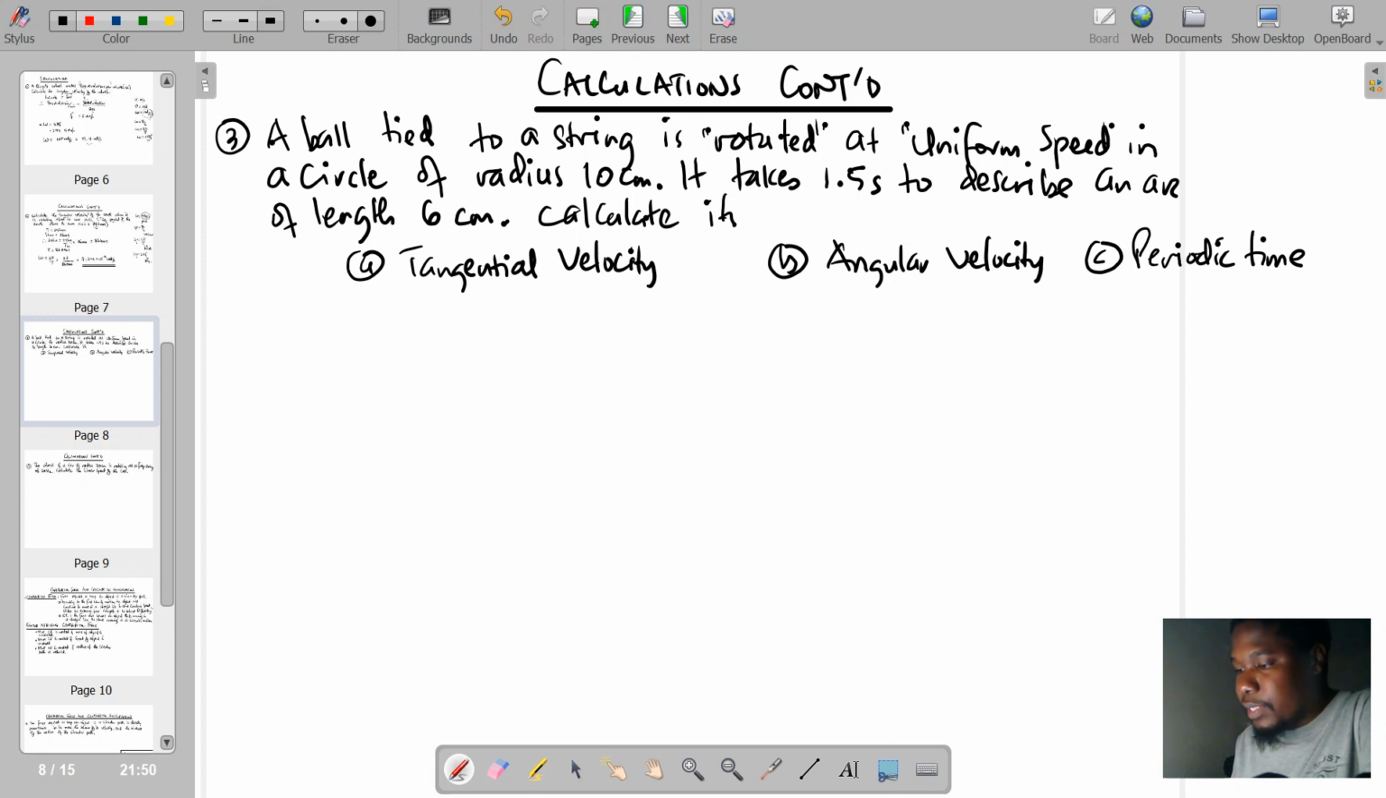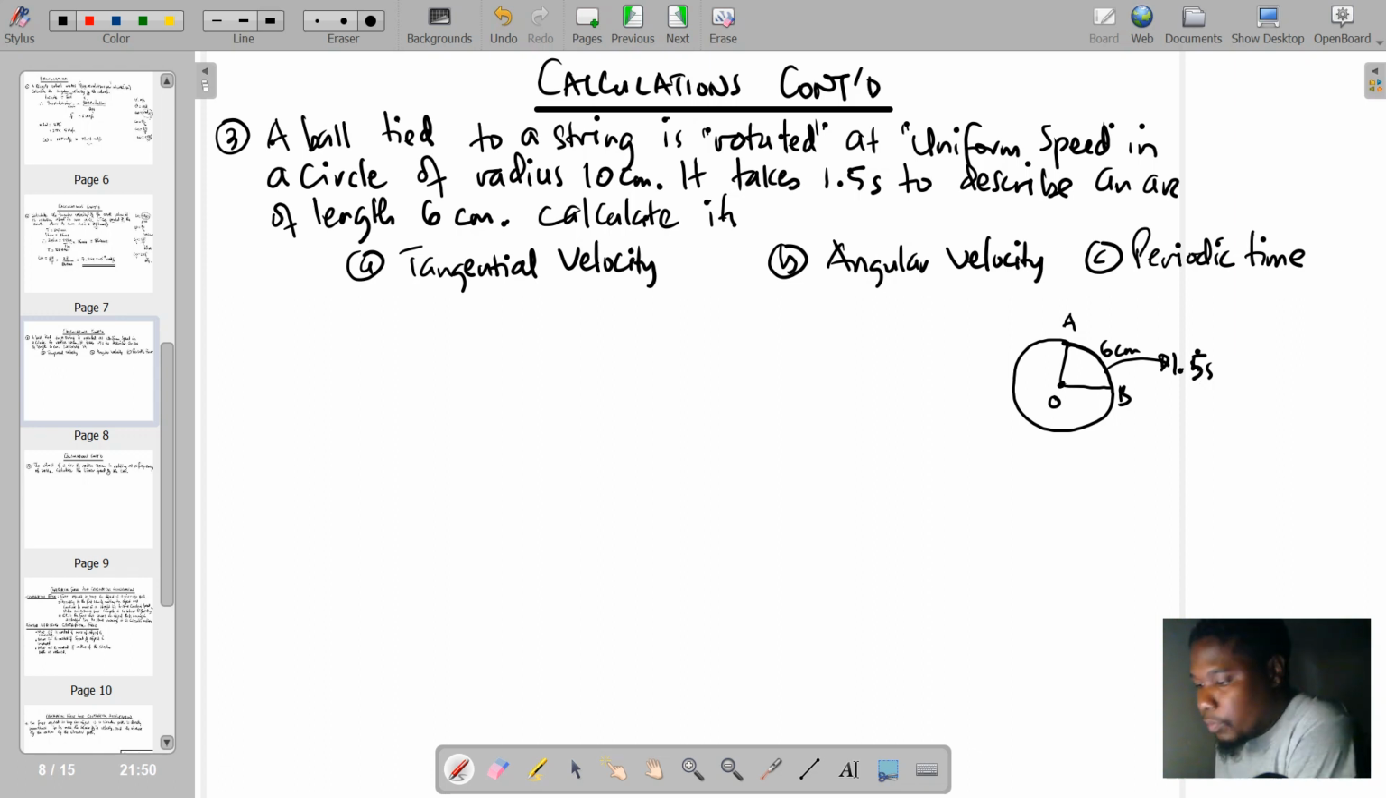Now, remember, when we're talking about circular motion, we can have something like that. And then they're telling us here that we're moving from point A, then we're arriving at point B, which happens to be 6 centimeters. And we cover this arc length in 1.5 seconds. And we know the radius is just 10 centimeters. They are saying calculate the tangential velocity. So what do we know about the tangential velocity?